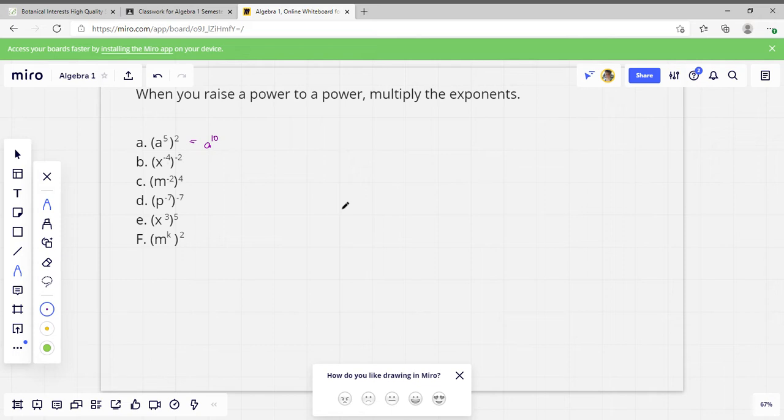Right here I would say 4 times 2 is going to be 8, and a negative times negative makes a positive, so that's x to the 8th. 2 times 4 would be 8. This is a negative and a positive, so I'm going to have m to the negative 8. This one would be 7 times 7 is 49. Negative times negative makes a positive. This one's 3 times 5 is 15, so x to the 15. And this one's to the k, so we're just going to put m to the 2k. That just means whatever k is, we're going to multiply it times 2. Super duper easy.